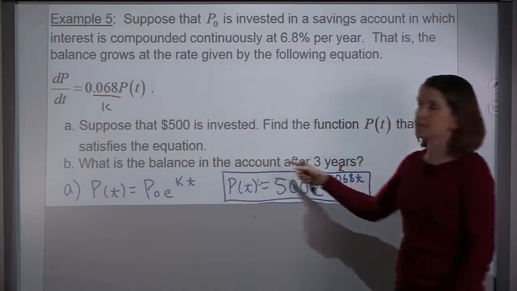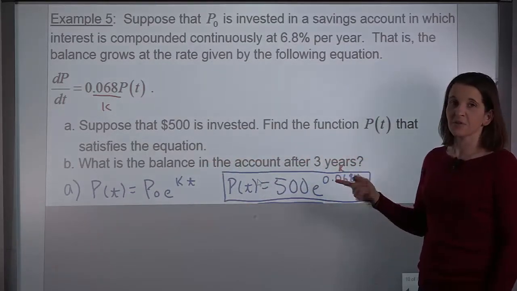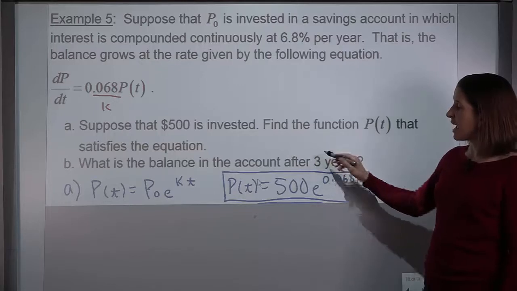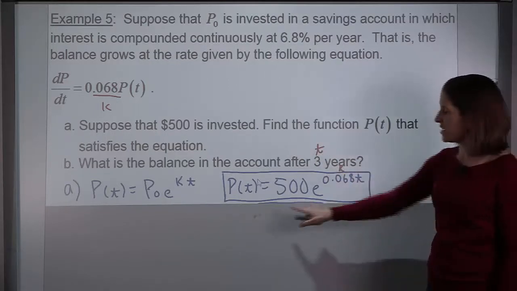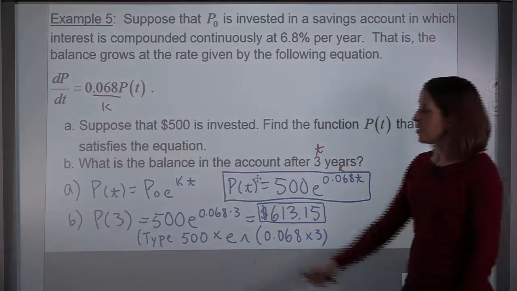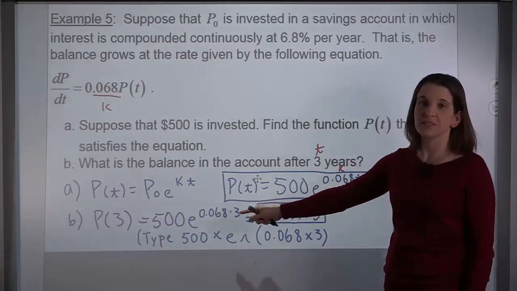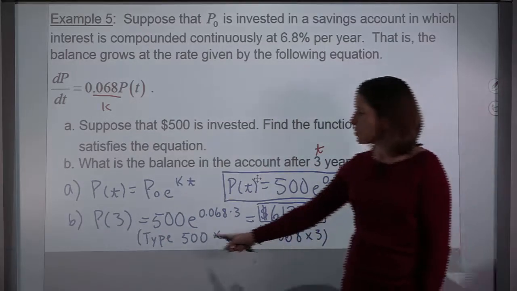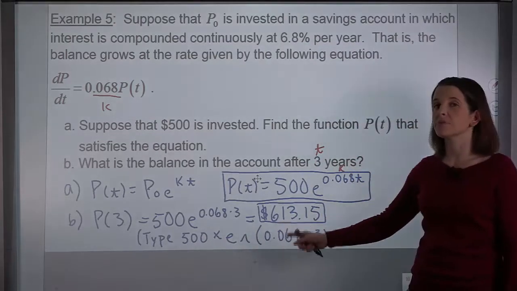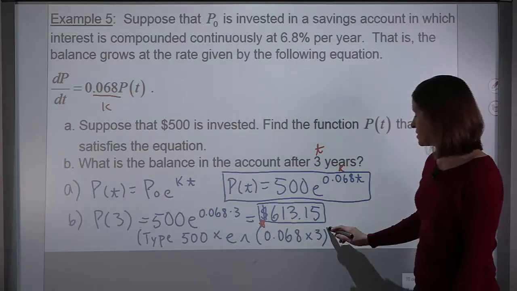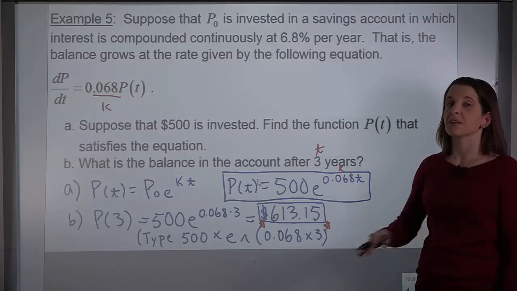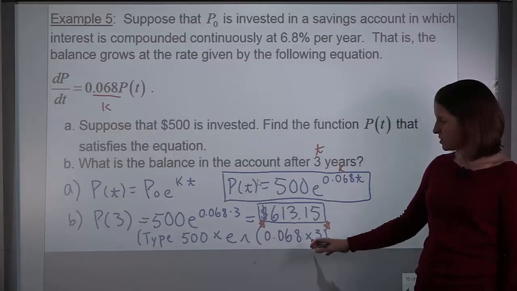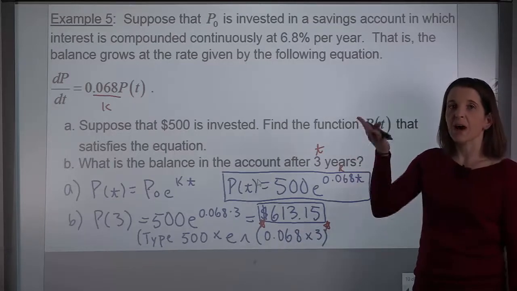Then in part B, what is the balance in the account after 3 years? What do you think you're doing, right? You're just using that function, and our t is our time, so we are simply letting t be 3 and using our calculator. So P of 3 would be 500 e to the 0.068 times 3. We do need to remember our careful typing from previous sections, where we type 500 times e caret parentheses 0.068 times 3, then close the parentheses, and not use parentheses as our multiplication, but actually use a multiplication sign so that both of those stay up in the parentheses.